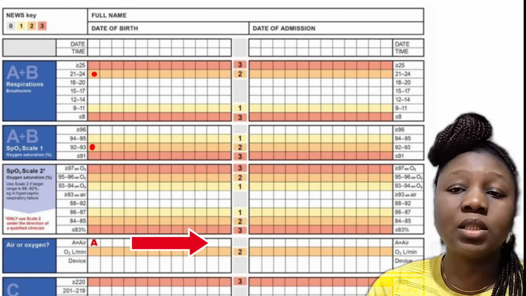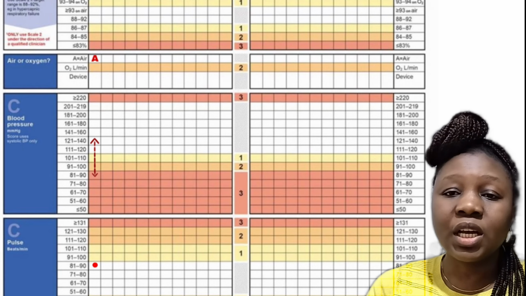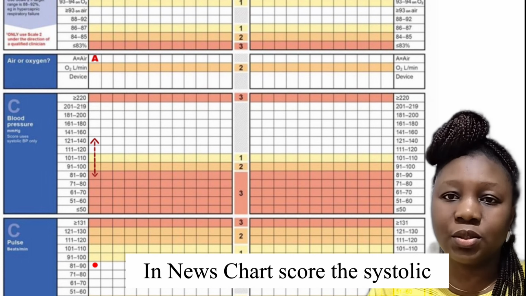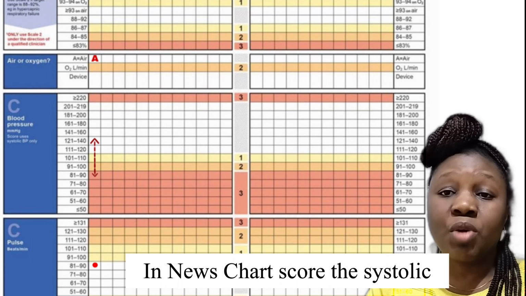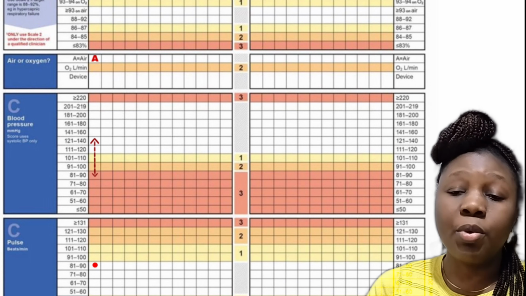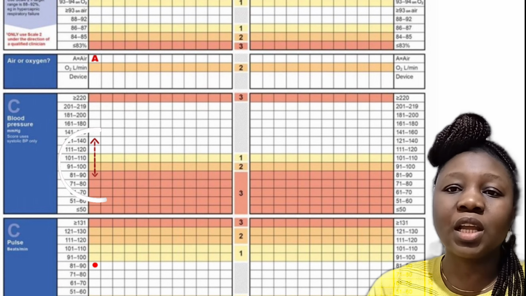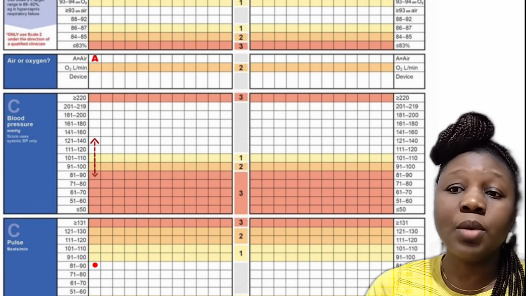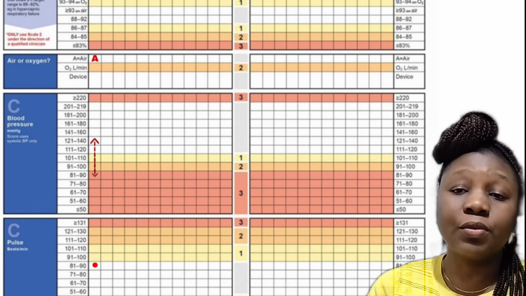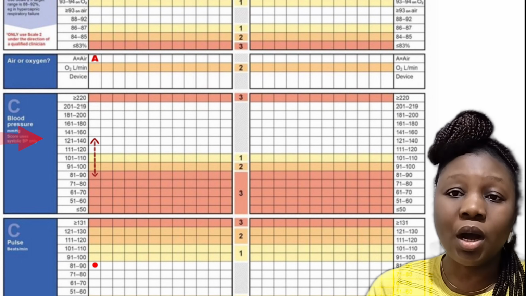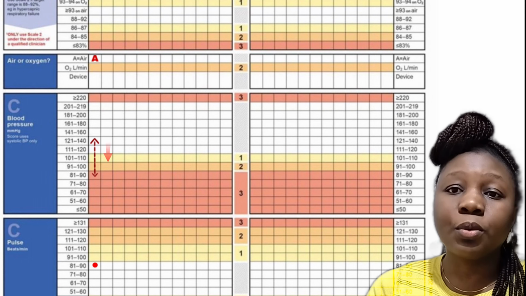The next one is the blood pressure. For NEWS charts, you are not going to be scoring the diastolic. You are going to be scoring only the systolic. However, we still need to write both the systolic and the diastolic on our chart. So this patient has a blood pressure of 130 over 85 millimeters of mercury. We're going to put an arrow starting from our systolic. 130 will fall in between 121 to 140. So in the box in front of 121 to 140, we'll put our arrow.